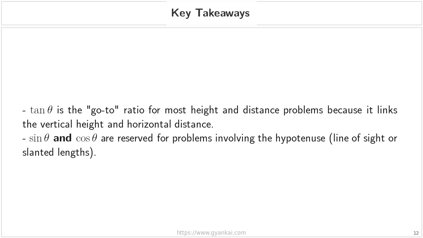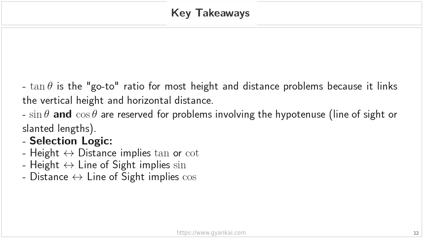Second, keep sine theta and cosine theta in your back pocket, but use them specifically when the problem involves the hypotenuse. This usually happens when the problem mentions the line of sight or the length of a slanted object, like a ladder leaning against a wall. To make sure you never pick the wrong ratio, I want you to memorize this simple selection logic.